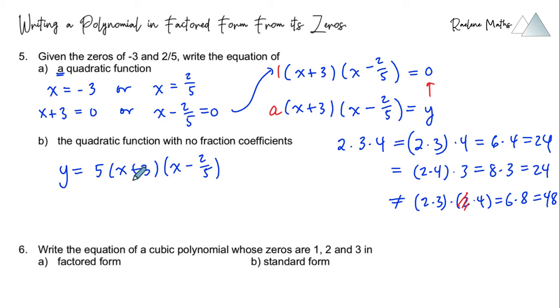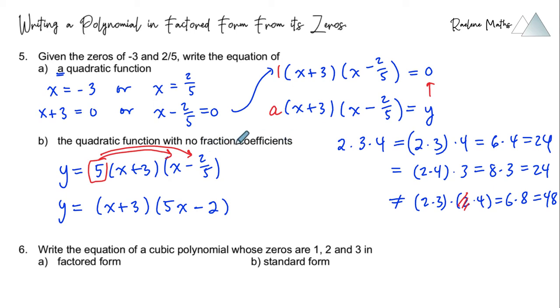In other words, the 5 only multiplies through the first bracket or the second, and I would like the 5 to multiply through the second bracket because that would help us to get rid of the denominator, so we will no longer have any fractions. So we would have y equals (x plus 3) multiplied by (5 times x minus 5 times 2/5).